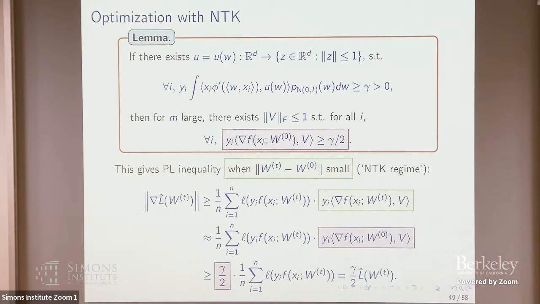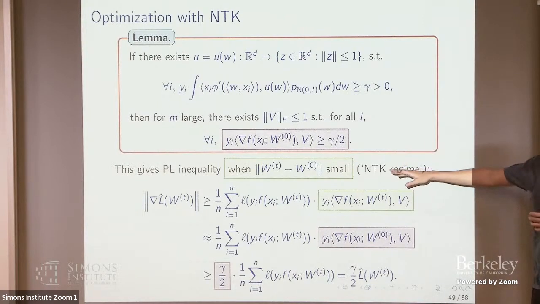And so in this setting, what this means is that if we have this type of assumption about this infinite width network being able to classify the training data well, then at stationary points we'll have small empirical risk under the exponential loss.